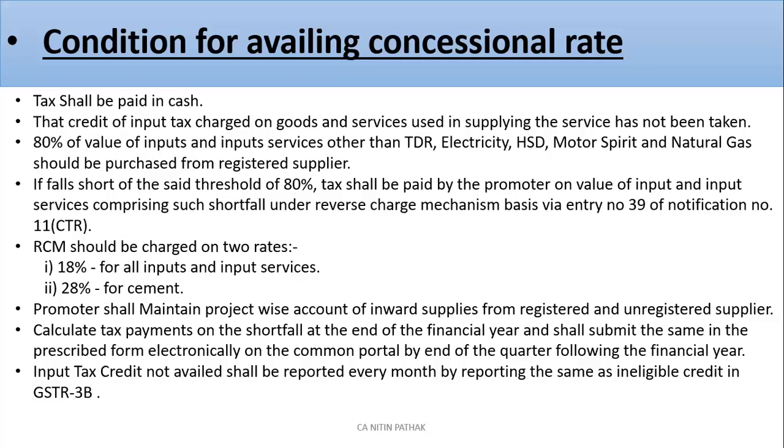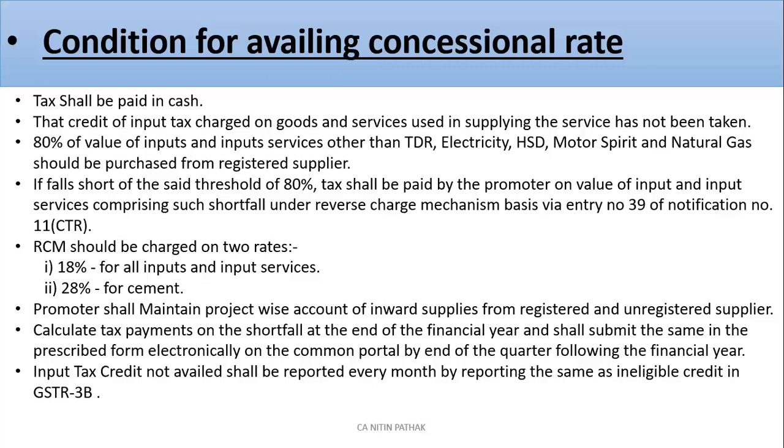RCM should be charged at two rates: 18% for all inputs, 28% for cement. The promoter shall maintain a project-wise account of inward supply from registered or unregistered dealers. Any cement purchased from an unregistered dealer, even if it is above the 80% threshold, is still subject to reverse charge mechanism. Every cement purchase from anyone needs to be added at 28% as reverse charge.